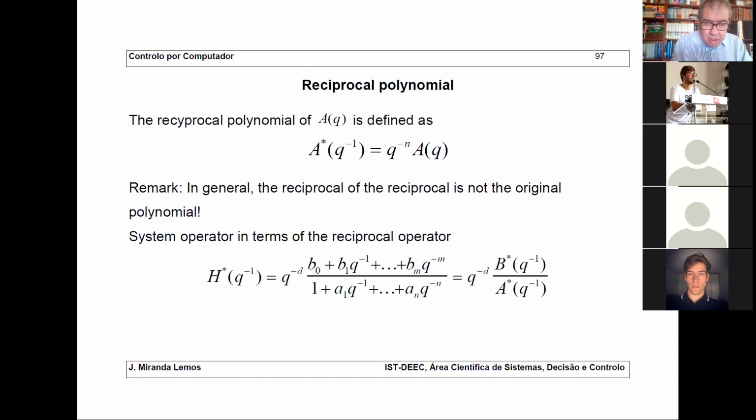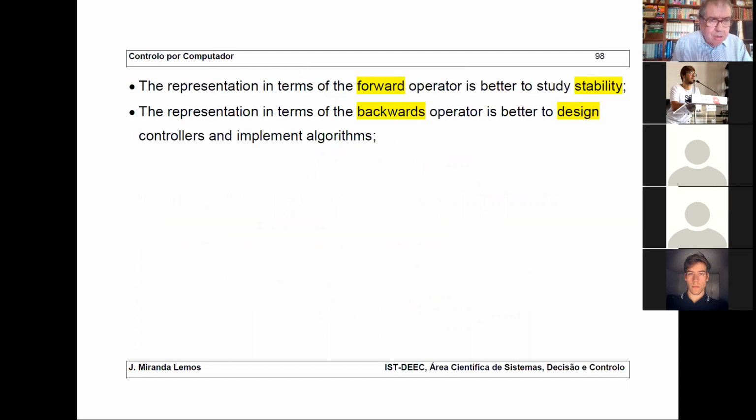Very confusing? Yes, it's very confusing. But we are going to explore this and give more examples along the way. So we have these two representations in forward shift and backward shift. One is better for stability, as I said, and the other is better for designing. This will appear.